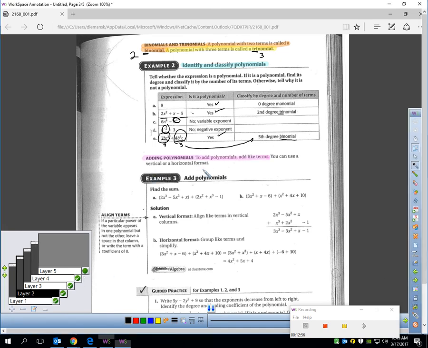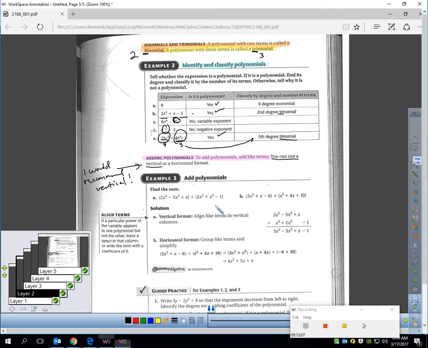Let's talk about adding polynomials. To add polynomials, add the like terms. Now remember, like terms have to have the same variable and the same power. You can use a vertical or horizontal format. Based on past results, I would recommend a vertical format. When my students in the past have tried horizontal, I'm not saying you can't do it that way, I just see more mistakes with horizontal. I would recommend vertical, but it's your call.